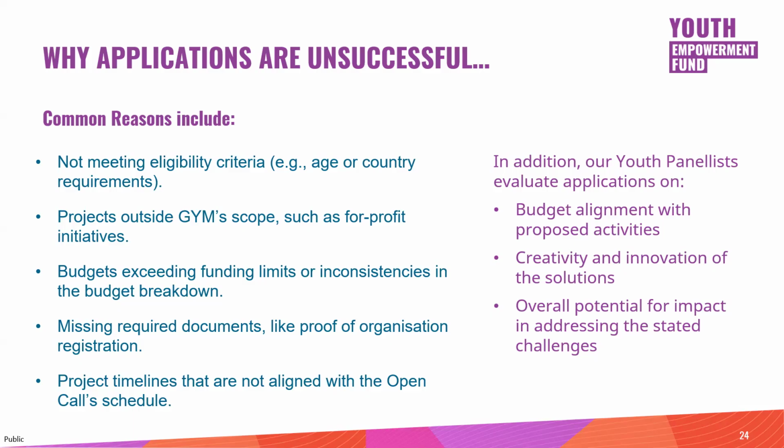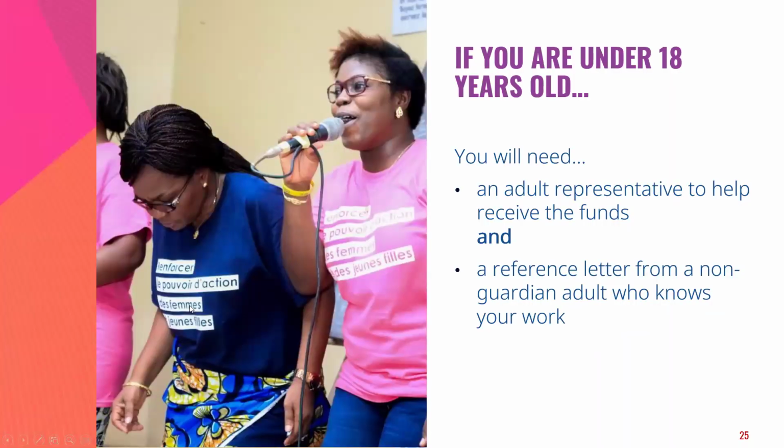Next, just a couple more things to keep in mind, all right? If you are under 18 years old, you will need an adult representative to help receive the funds. Plus, you also need a reference letter from a non-guardian adult who knows your work.